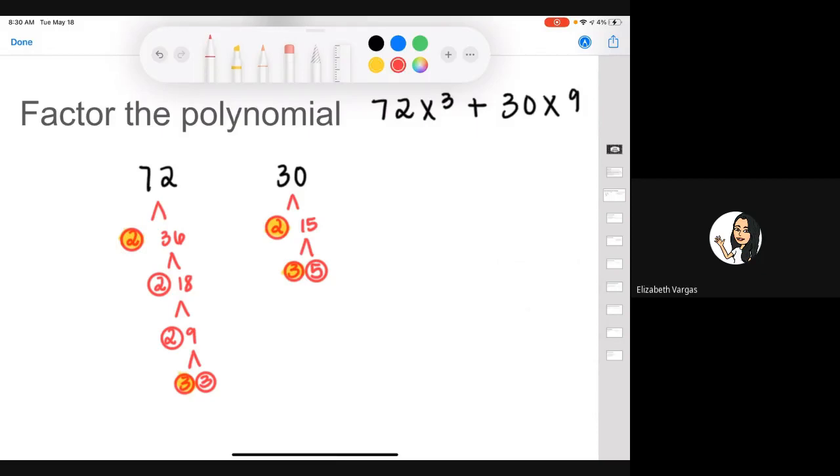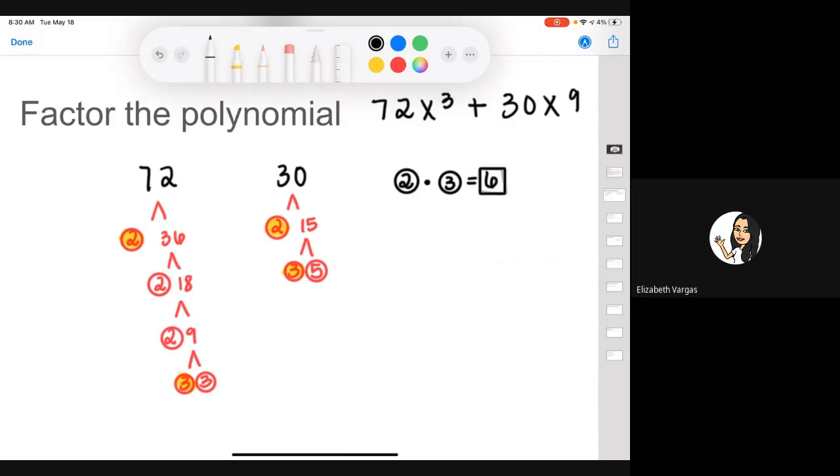Okay? And so those would give me my greatest common factor. How do I find my greatest common factor? Well, I want to take those. They have 1, 2 in common and 1, 3 in common. And because they have more than one common prime number, we can multiply those together. And so that gives me 6. So 2 times 3 is 6. That tells me that 6 is going to be my greatest common factor.